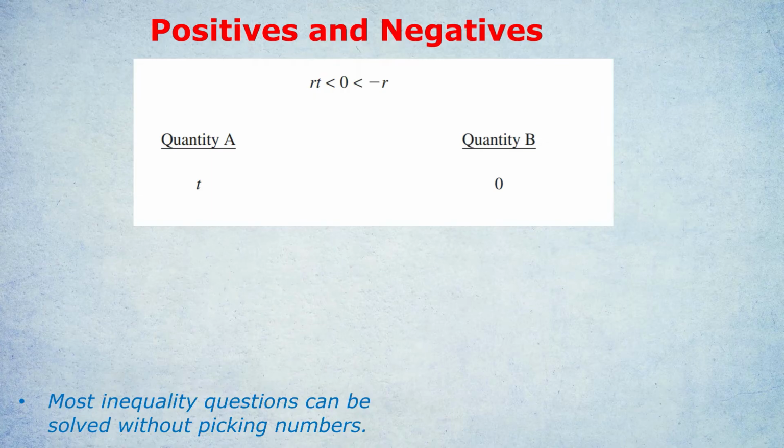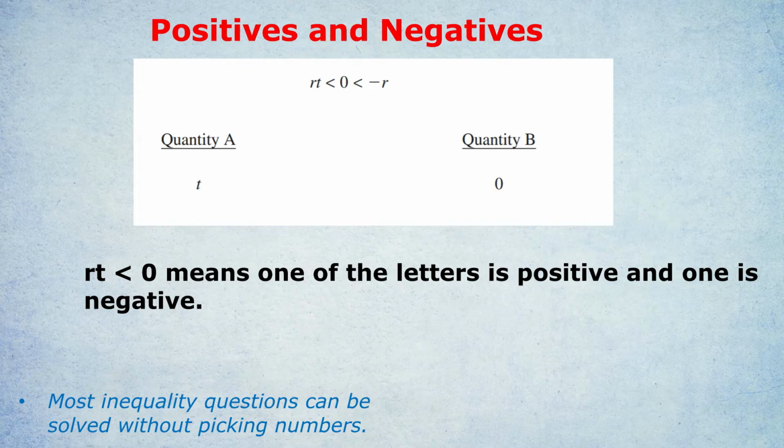Focus first on the inequality on the left. RT is less than 0. Now, if two things multiply to get a negative, that's how I think of it. I don't think less than 0, I think negative. Then one of them has to be negative and the other one positive. RT is less than 0 means one of the letters is positive and one is negative. We don't know which one's which, but we know one will be negative, one will be positive.